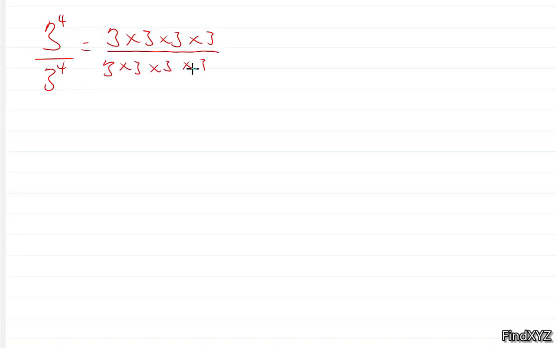Now given 3 to the power of 4 divided by 3 to the power of 4, what are we going to get? We can write it as 3 times 3 times 3 times 3, 4 times, and this is also 4 times, so 3 times 3 times 3 times 3. You realize that each of them divides each other 1 time, so this will give us 1.